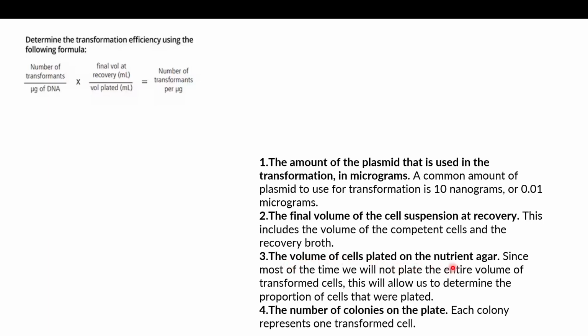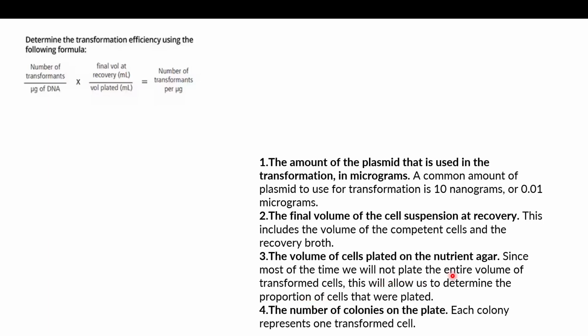And the volume of cells plated on the nutrient agar, since most of the time we will definitely not plate, or it's not possible to plate, the entire volume of the transformed cells. Suppose even if we plate the entire volume, you won't really be getting distinct colonies. It will be a total smear and a lawn formation. So definitely then that won't be of any use to us.